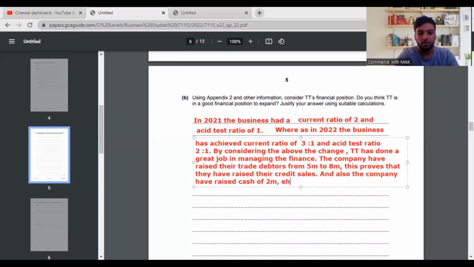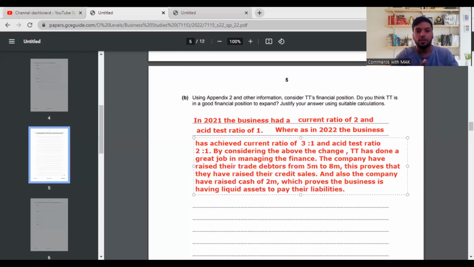which proves the business is having liquid assets to pay their liabilities. So I'm not speaking about rocket science, guys. I'm just speaking what is in the case study. So when I'm writing the answer, I'm considering myself as you. So if I am a student, this is the answer which I'm going to write.